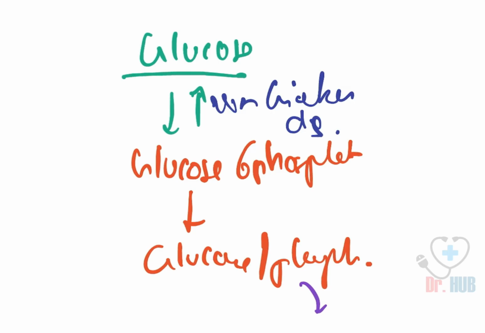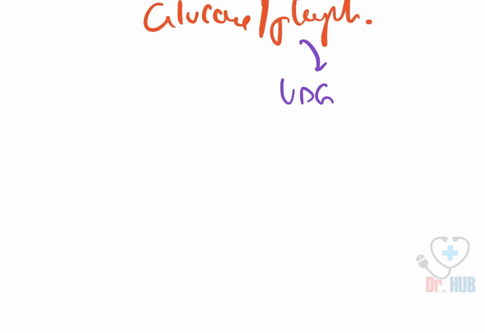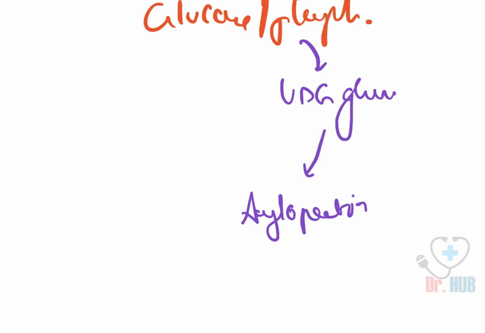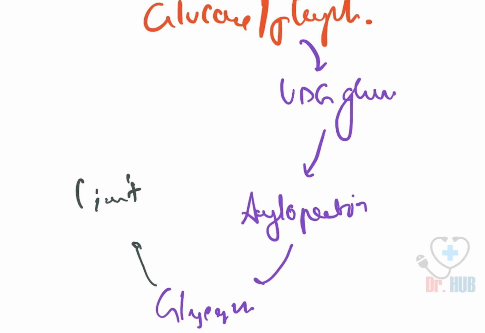Now in the case of glucose 1 phosphate, the conversion happens: the glucose 1 phosphate to the UDP glucose. Next, the UDP glucose is converted to the amylopectin. Then this gets converted to the glycogen, and after the glycogen it gets converted to the limit dextrin, and then it again joins the glucose 1 phosphate.